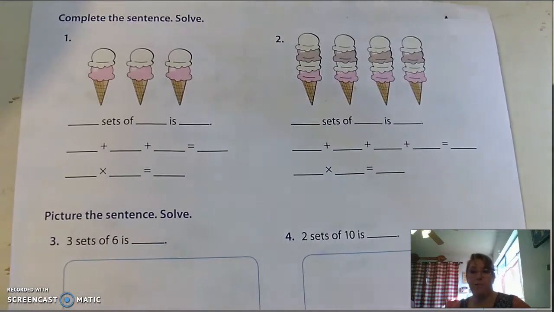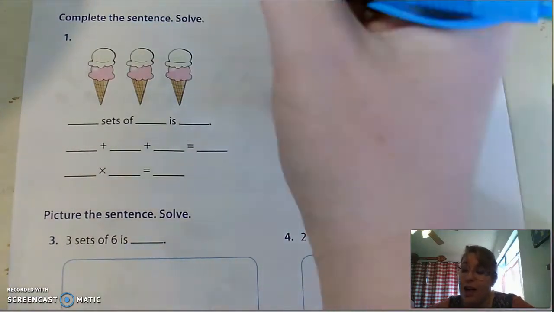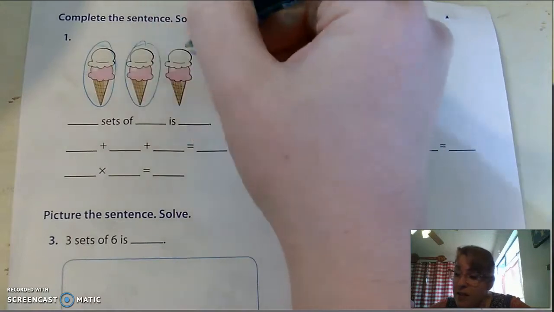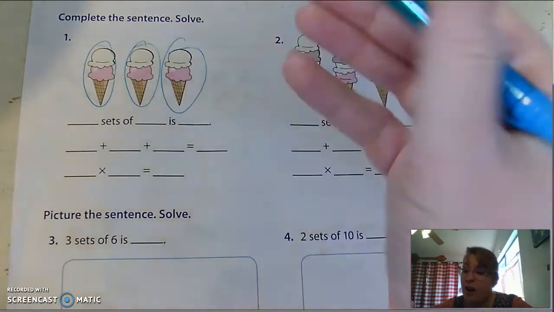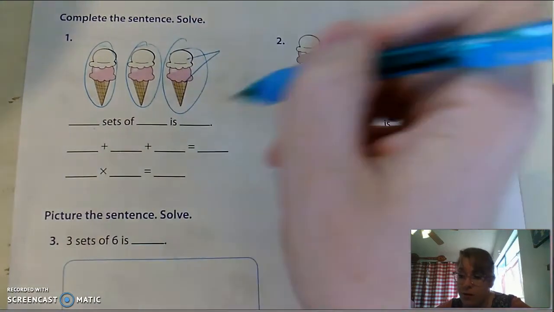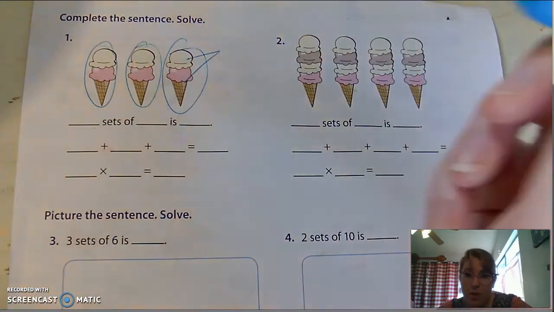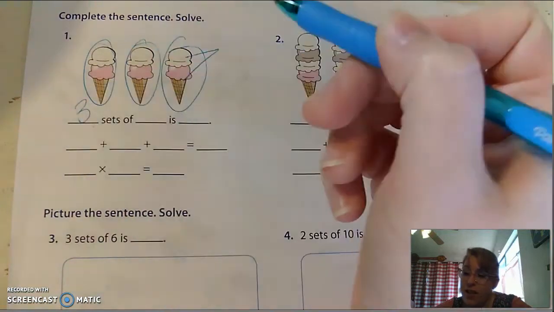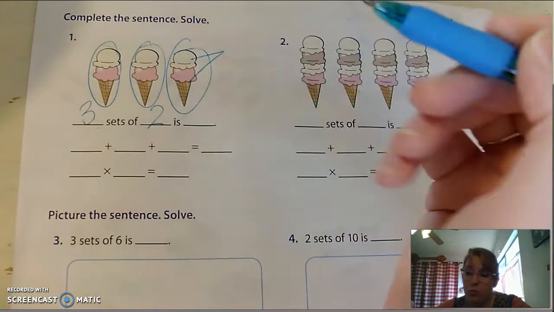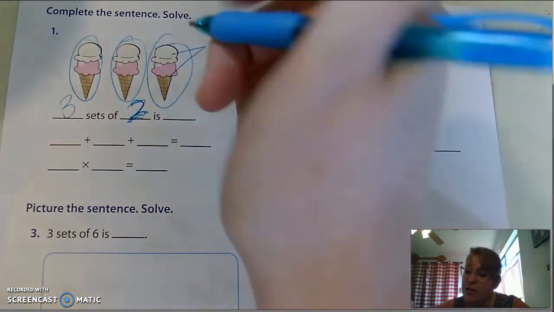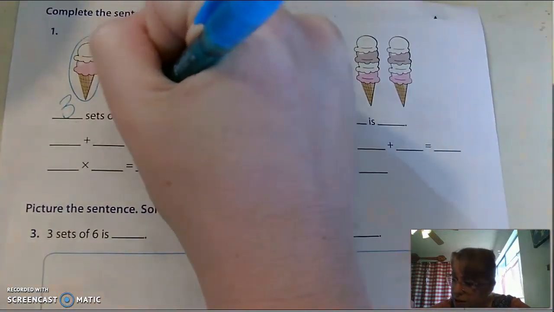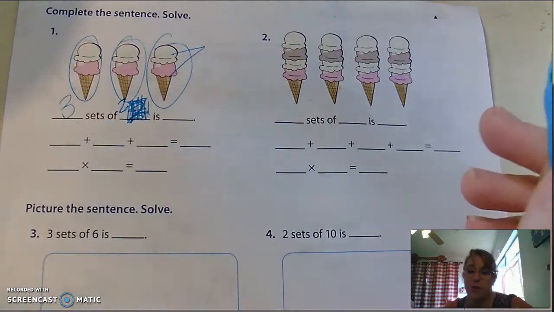Okay, on the back, what they want you to do is they want you to tell how many sets, and if you need to circle it, how many sets of how many scoops is what? So this is 3 sets of 2. Okay, I'm just going to do that top section with you. So that is an awful 2. My goodness. 3 sets of 2.